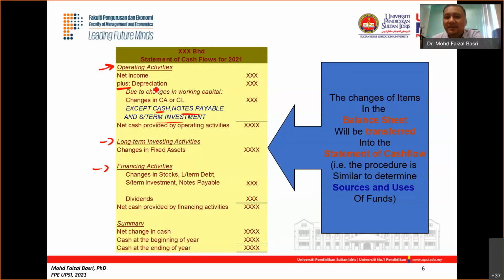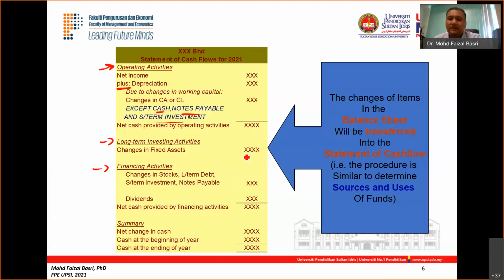And if depreciation we add, right, we plus, but for the changes of current assets and current liabilities, it will be based on the sign, whether to add or to minus, depending on the sign. Okay, I'll show you afterwards how to determine the sign. So we will add everything here, plus minus here, and we'll get the value of operating activities. That's the first part. Next, the second category, we only have one item, which is the changes on the fixed assets.